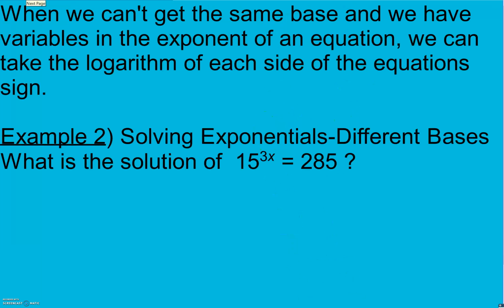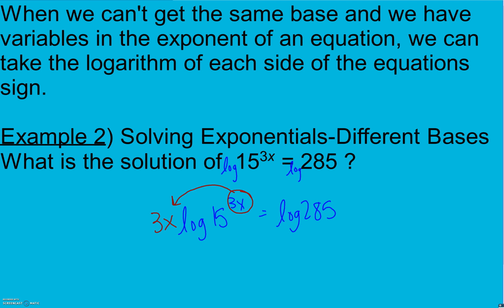When we can't get the same base and we have variables in the exponent of the equation, we take the logarithm of each side of the equation, each side of the equal sign. So here, 15 and 285 aren't ever going to be simplified down to the same base. So what we do is we take the log of both sides. We get log of 15 to the 3x power equals log of 285. Using our properties, we can take that 3x and swing it to the front.